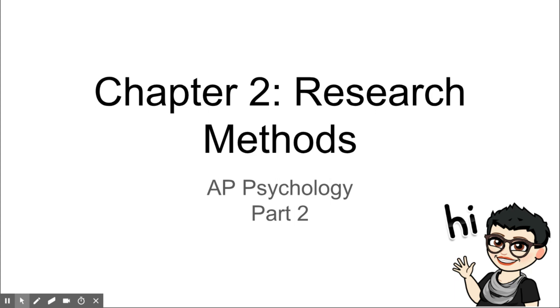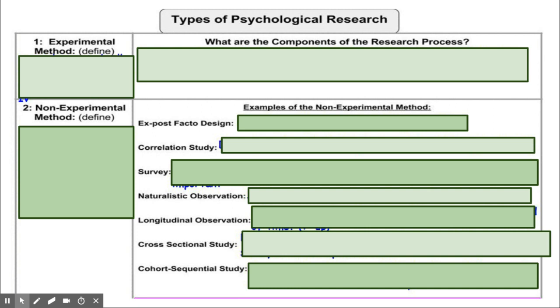And we're going to get into talking a little bit about the different types of psychological research. So let's start with kind of the two big areas here. We're going to get into talking about the experimental method and eventually the non-experimental method and kind of the pros and cons of all of this.